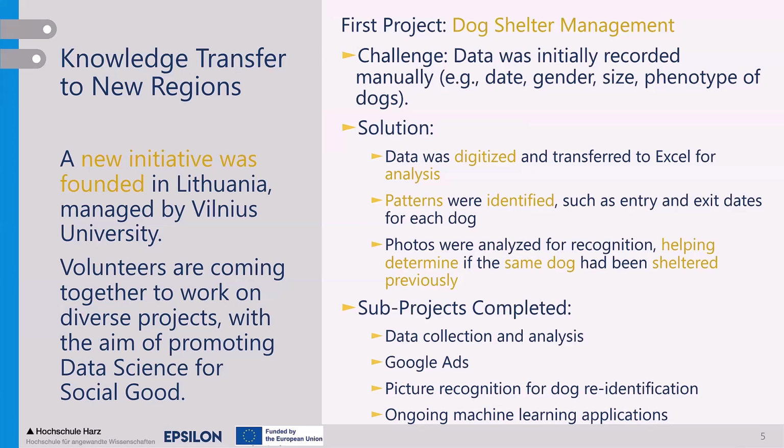So this was basically the initial project that we initialized based on our project in Lithuania. And we also completed several sub-projects based on that. So this means a data collection and analysis was conducted. The picture recognition for dog re-identification was developed, and Google Ads as well as ongoing machine learning applications are under scrutiny and are being developed.